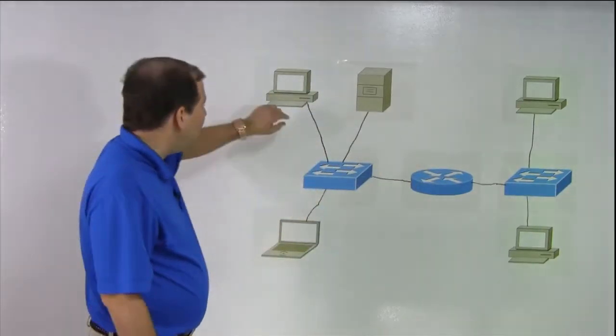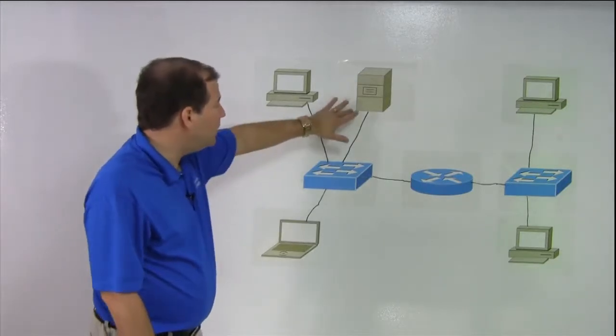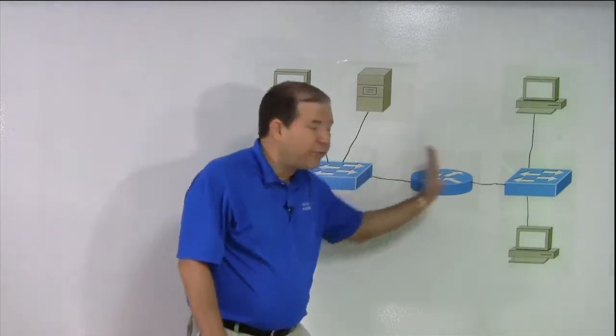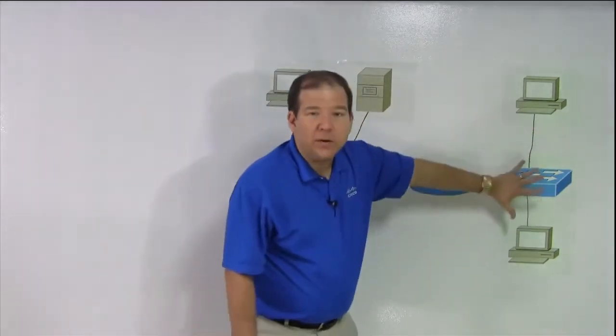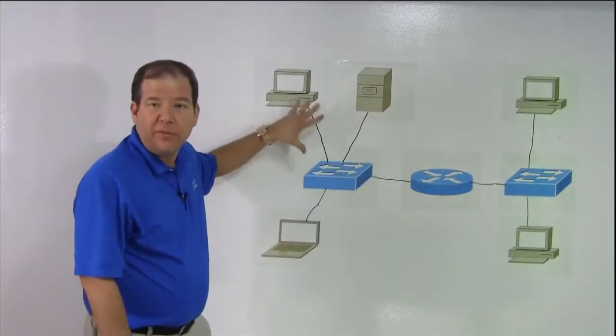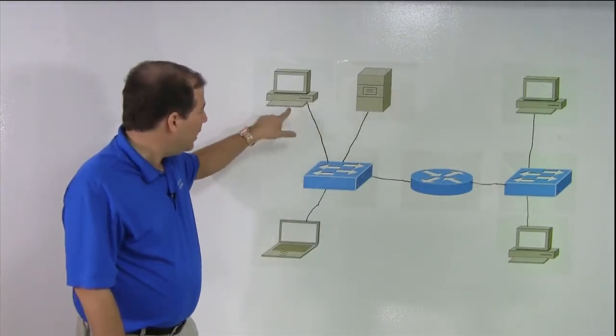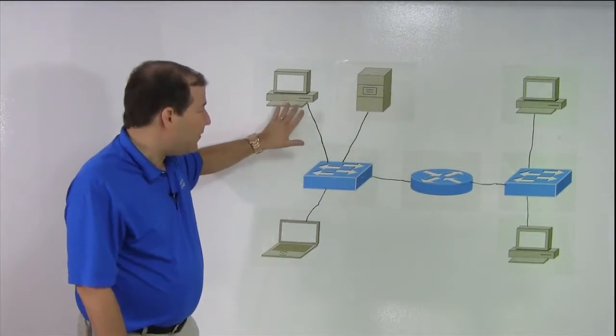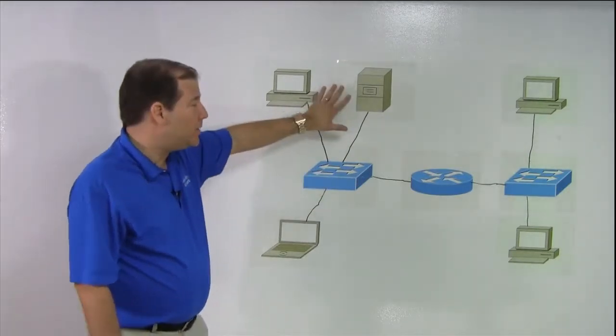For example, if this client wants to talk to this server, it's in the same address space. It doesn't need to go through the router. Nobody over here needs to be bothered with any of the traffic on this side of the router. If we're just talking from this client to this server, the traffic is going to go into the switch and it's going to go up to the server.